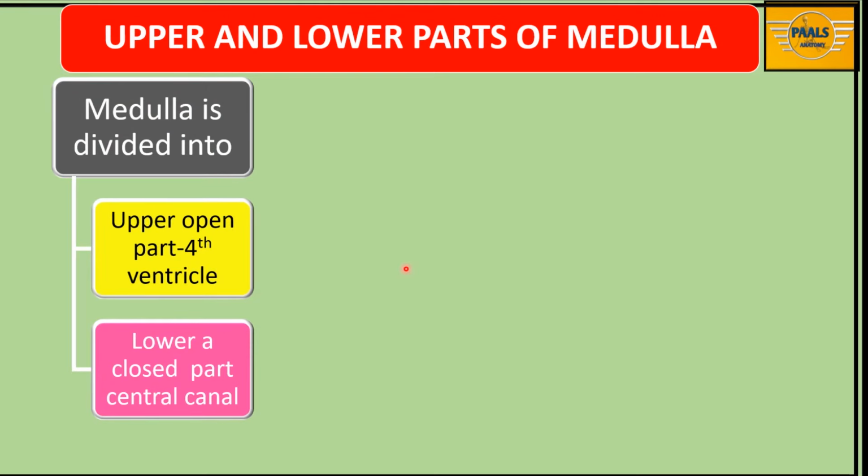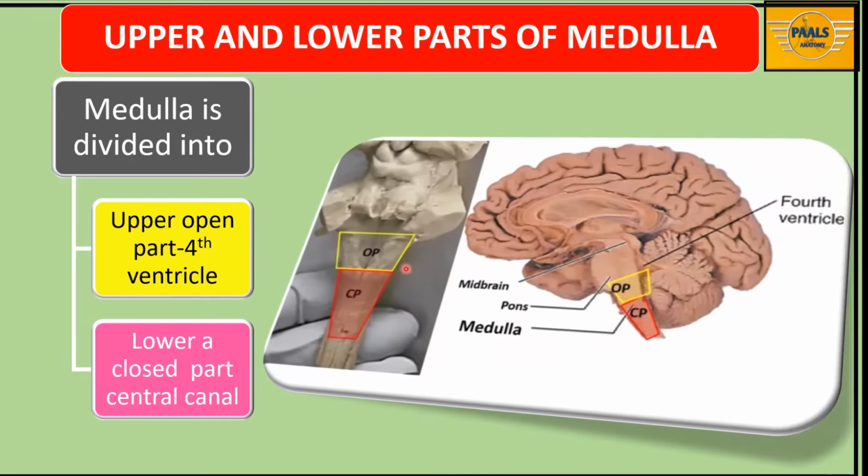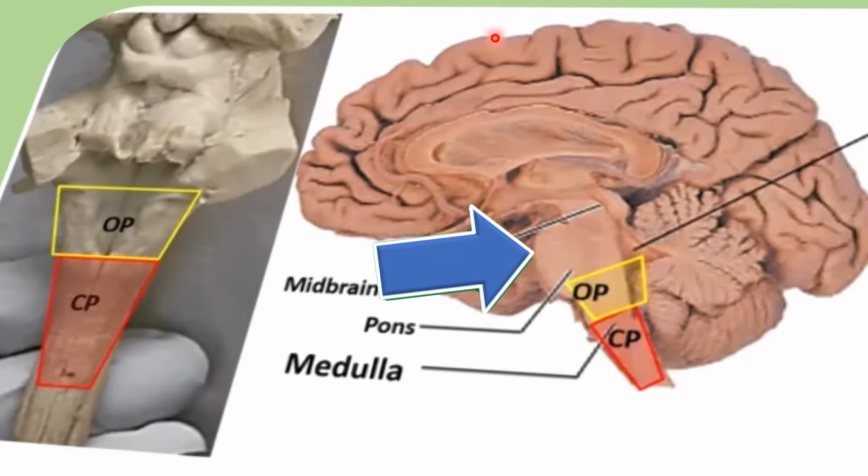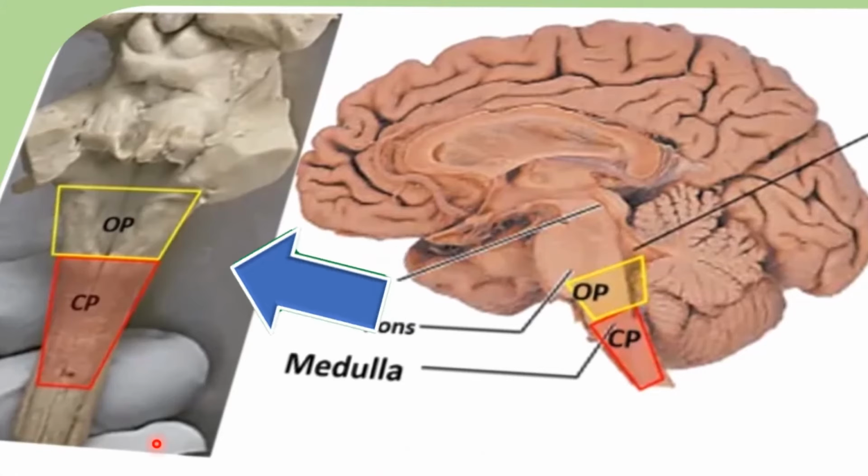The medulla can be divided into two parts, the upper part and the lower part. Now we have two views of the medulla. Here is a mid-sagittal section, and then here is the posterior view. In both views, we can see the two parts of the medulla.